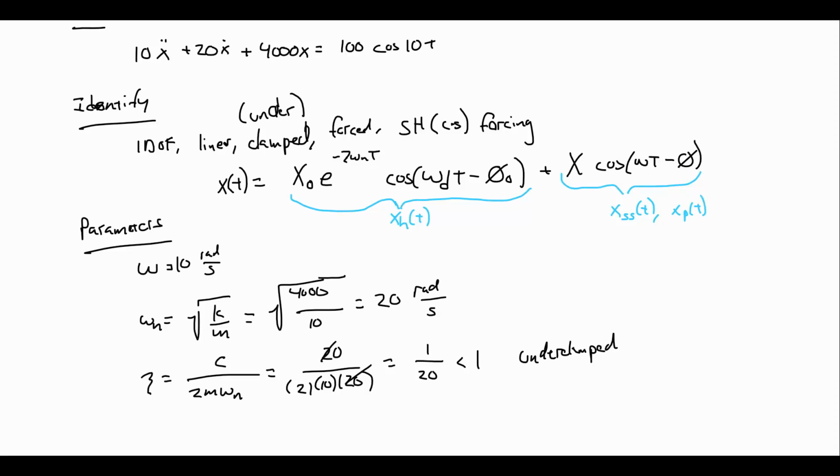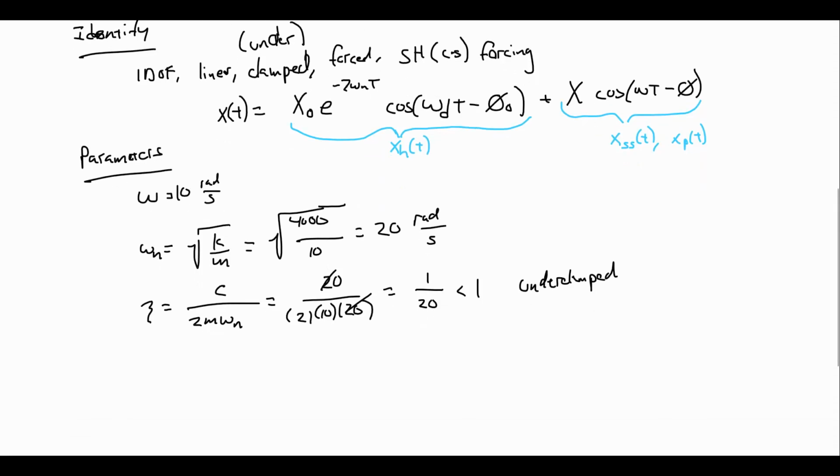So the parameters we're going to have for the homogeneous part, that big X naught, and we have phi naught. From the steady state part, we have X, we have phi, and we're going to have the ways to calculate those. The driving frequency we've identified. We need to also identify our damped frequency before we get into the rest of these parameters. So the damped frequency is going to be, for an underdamped system, omega n times the square root of 1 minus zeta squared.